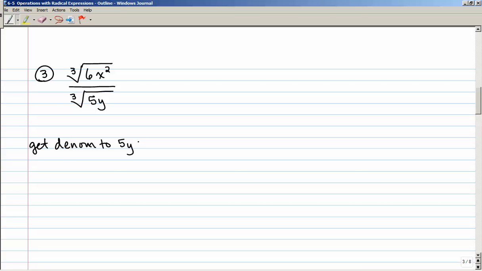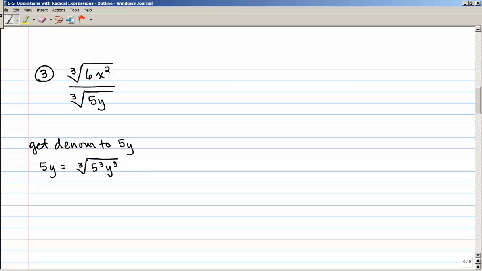What I really want is for 5y to be equal to the cube root of 5 cubed and y cubed. Okay, let me go back and say that again. So I can't have this cube root in the denominator. I need something plain old just like 5y, and I chose 5y because that's what's under the radical. That's the radicand. So in order to get it to be 5y, since it's a cube root, I need to have the cube root of 5 cubed, because that's going to give me a 5, and the cube root of y cubed. That's going to give me a plain old y.